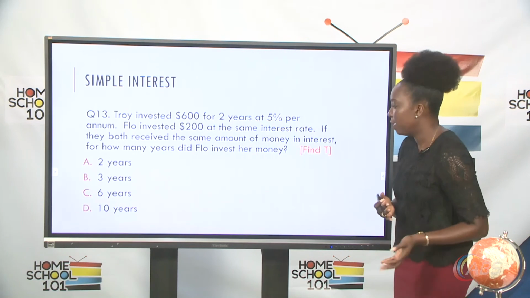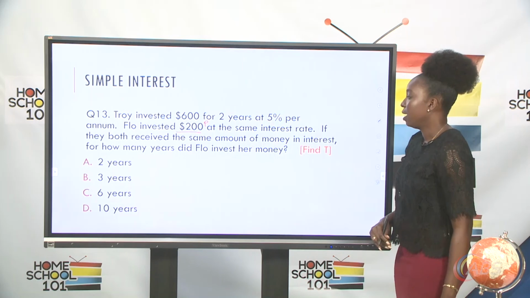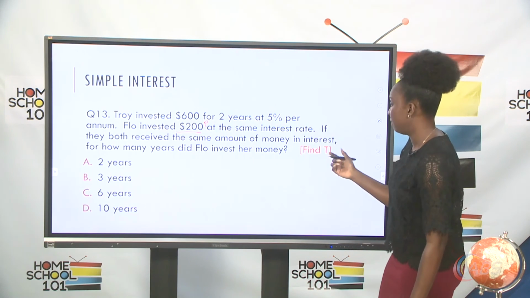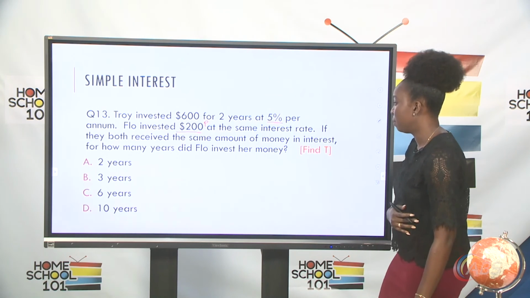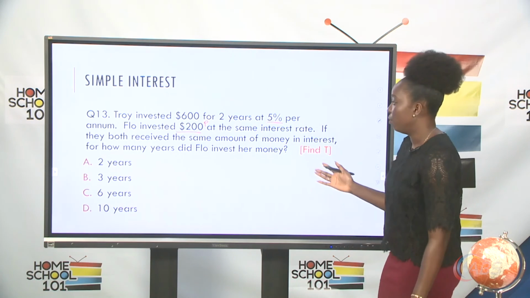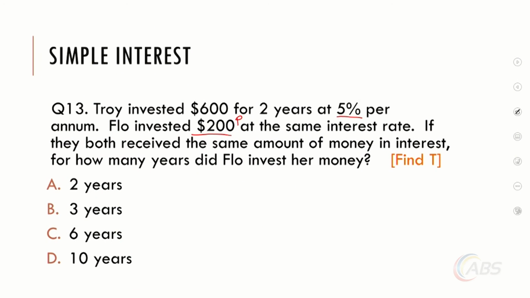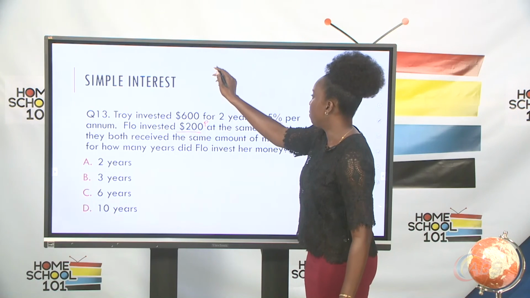So this is kind of a two-part question. So based on the information they gave us for Flo, they only told us what her principal was, how much she invested. They said it was at the same interest rate, which we know her interest rate is 5%. But in order for us to find time, we need something else. And so we have to use the first part of the question, which talks about Troy, in order to find out how many years Flo invested her money. Okay? So we're going to work Troy out at the top here.